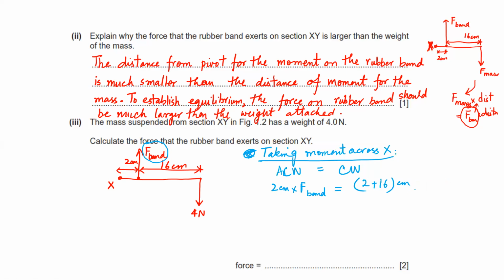Multiply by 4 newtons of force. So the force on the rubber band comes out to be 18 centimeter multiplied by 4 Newton divided by 2 centimeter. So the answer will be 36 newtons. So the force answer comes out to be 56 newtons. Okay. Again, do not forget to write the units.